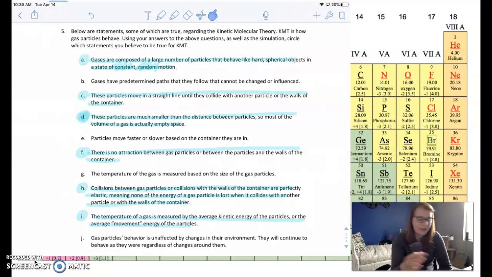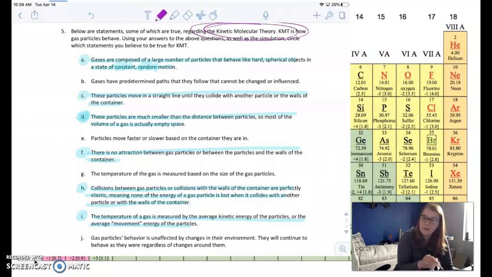So, kinetic molecular theory. These are the statements in regards to kinetic molecular theory. Breaking down this word really quick: kinetic means movement, molecular means molecules, and theory is an explanation for behavior. So this is basically particle movement explanations. So how and why particles move.